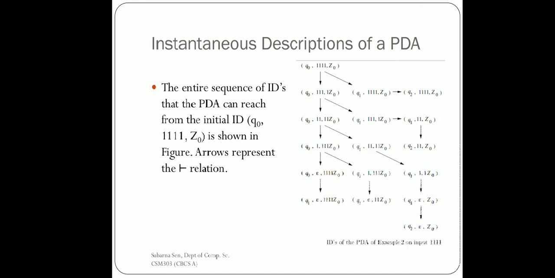Fine. The entire sequence of IDs that the PDA can reach from the initial ID q0, 1111, Z0 is shown in the figure. This arrow represents the relation. Here we have designed this diagram to describe all the possible combinations. Now we'll explain one by one.